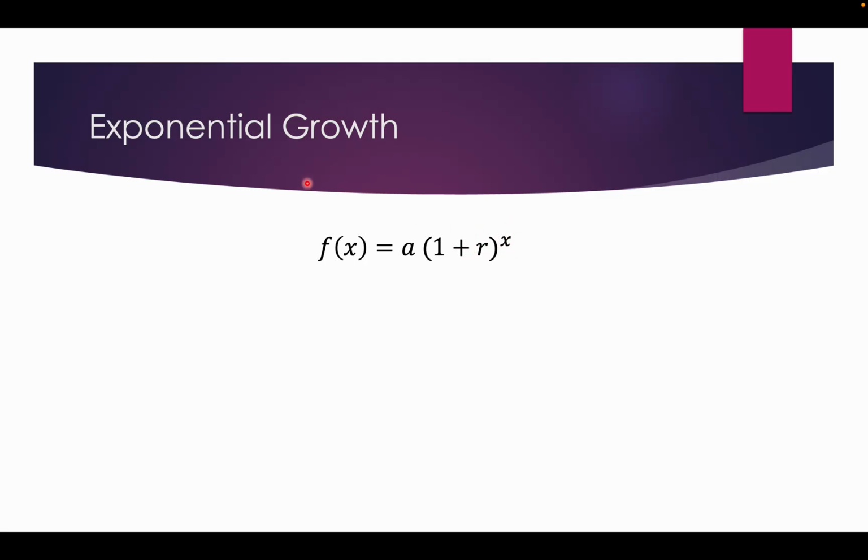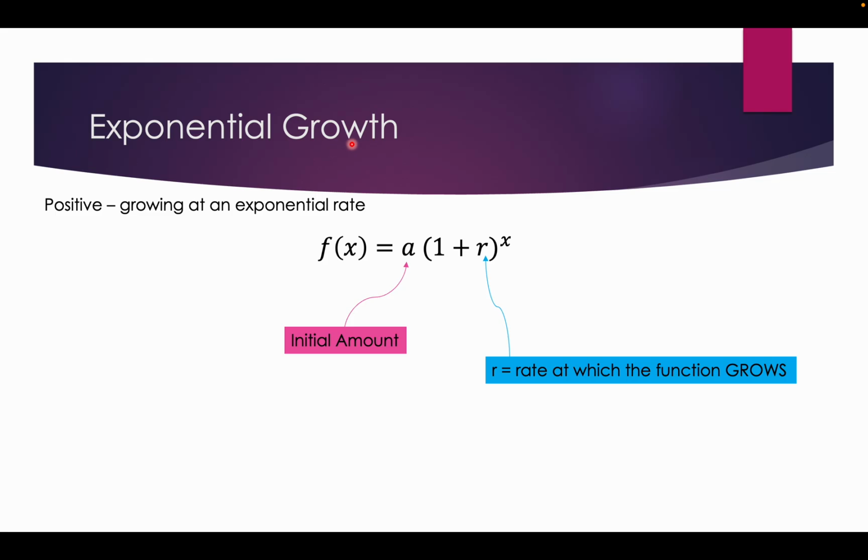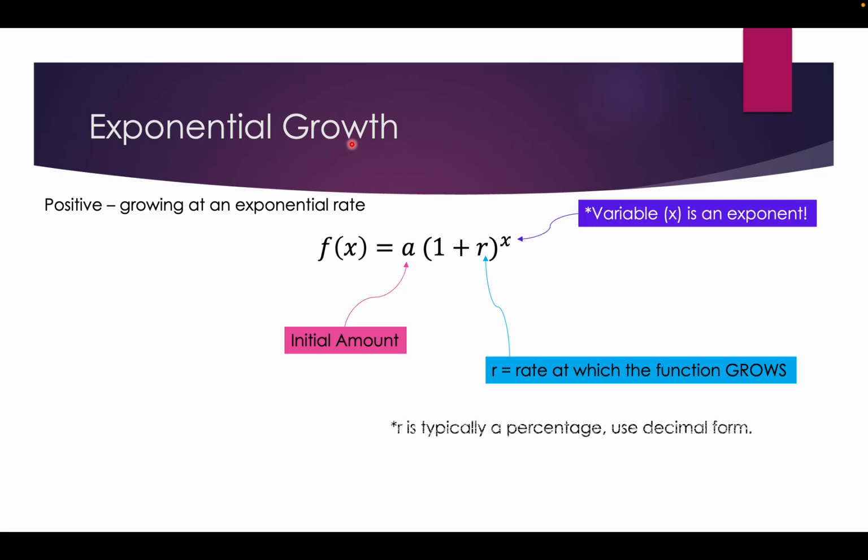Exponential growth: f of x equals a times 1 plus r to the power of x. The plus indicates exponential growth. Positive means it's growing at an exponential rate. A is our initial amount. R is the rate at which the function grows, and x is still the variable for the exponent. R is typically a percentage in these problems, so let's use decimal form. For example, for 29%, you'll use 0.29. For 8%, you'll use 0.08.